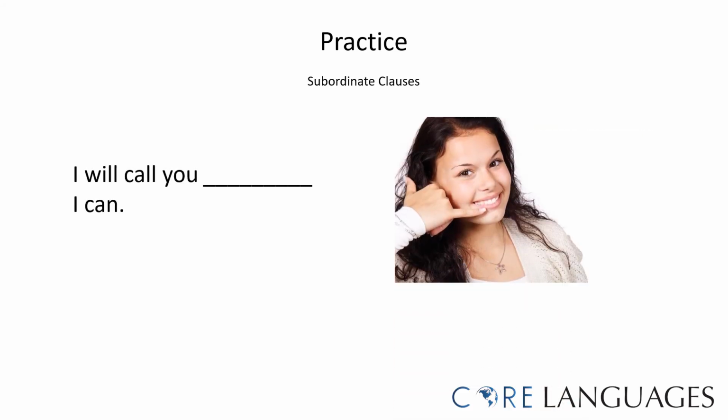Look at this example and try to choose the subordinating conjunction that makes the most sense. I will call you as soon as I can, or I will call you soon I can. The correct sentence is, I will call you as soon as I can. This sentence also starts with the main clause, so no comma is needed.